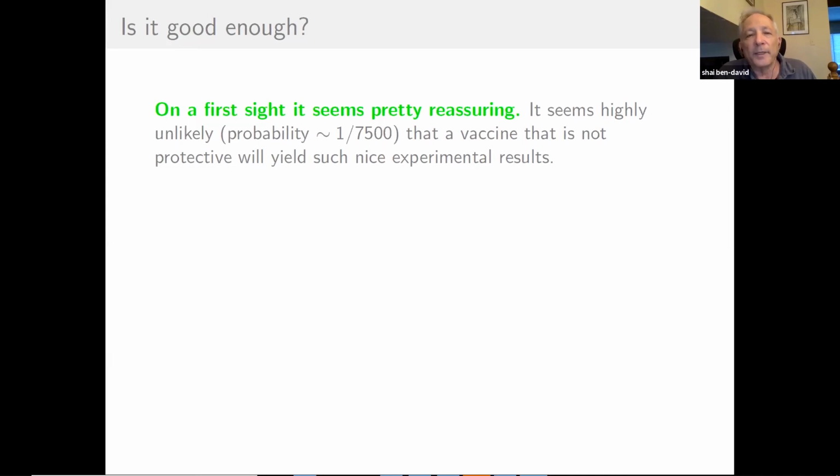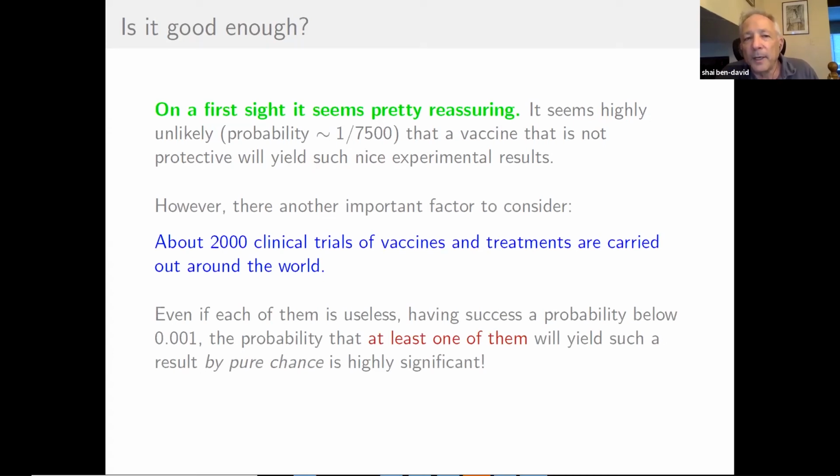It's highly unlikely, probability 1/7,500, that the vaccine is not protecting you enough, and yet we will see such results by random. But you have to remember that we have about 2,000 clinical trials running at the same time. And we only hear about the most successful. So you can think of it as if you have 2,000 coins, and each of them is being flipped, I don't know, 100 times. But I report to you the coin that got the highest number of heads. Even if all the coins are the same, the fact that one of them got a high number of heads doesn't mean that they are not biased.